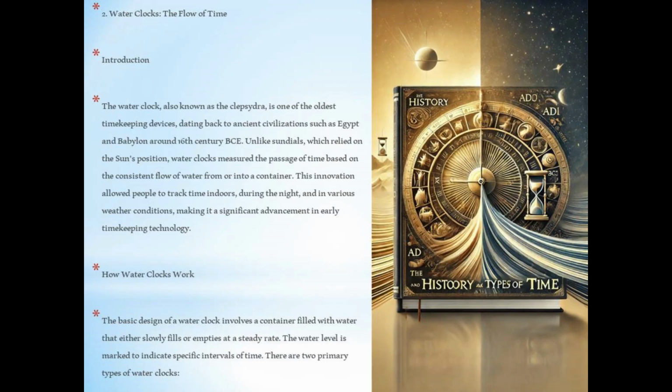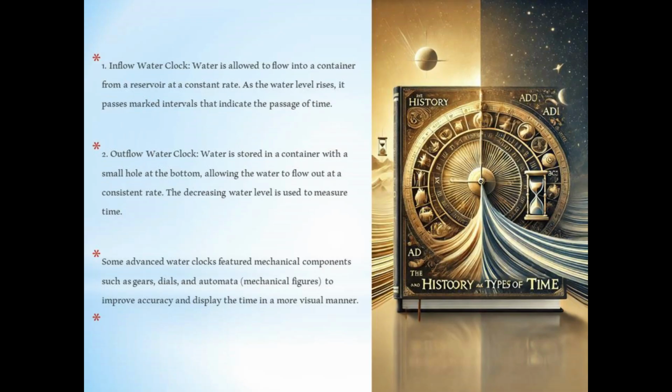How water clocks work. The basic design of a water clock involves a container filled with water that either slowly fills or empties at a steady rate. The water level is marked to indicate specific intervals of time. There are two primary types of water clocks. Number 1. In-flow water clock.